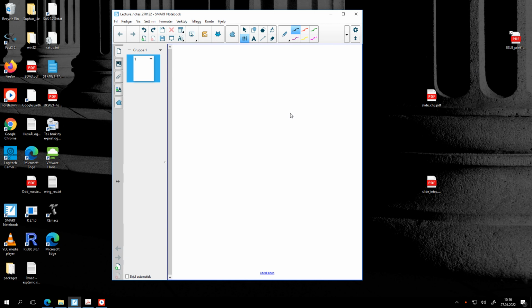So today I will use a mix of both this smart notebook and also a pre-made presentation. But the topics that I will cover today is first of all that I will go through what's called decision theory.